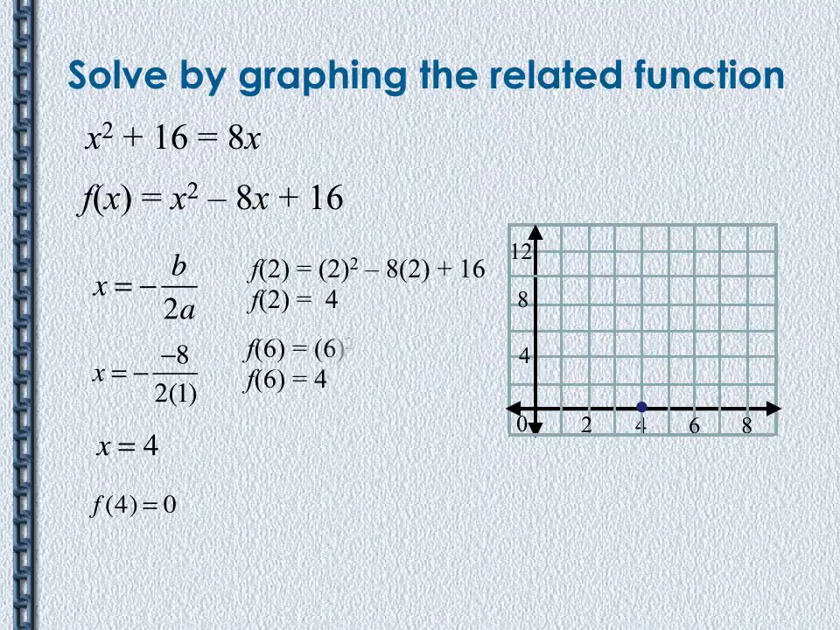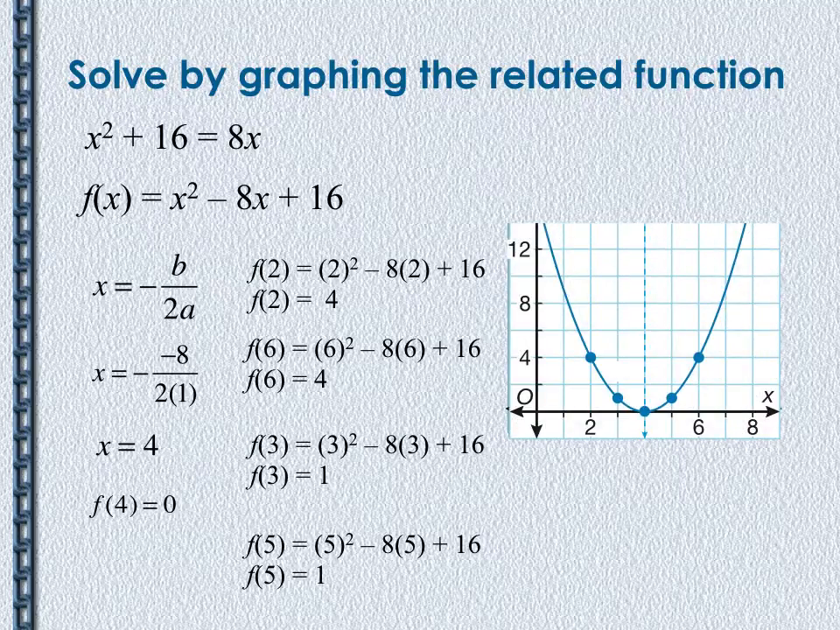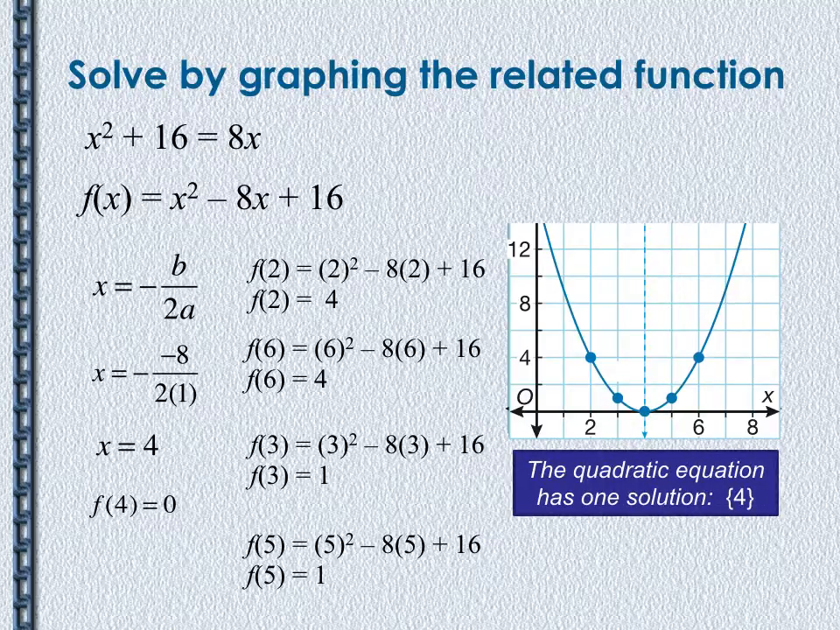But we'll carry it out by graphing the quadratic function. We'll connect these points with a smooth curve, and we can see that that one place where the curve crosses the x-axis, x equals 4, is the solution to the equation. It has one real solution.